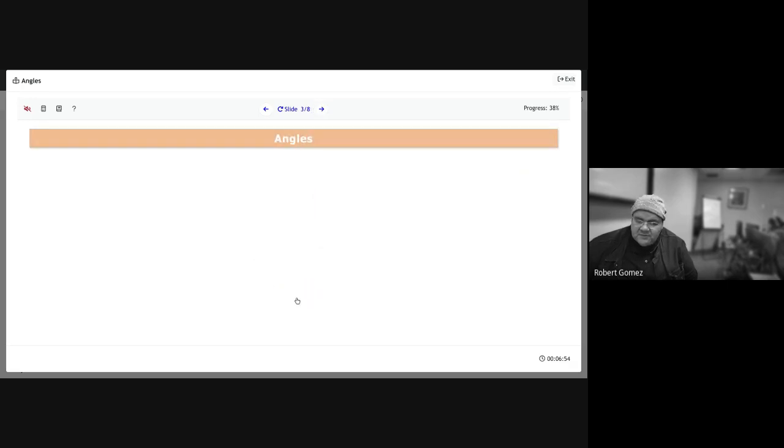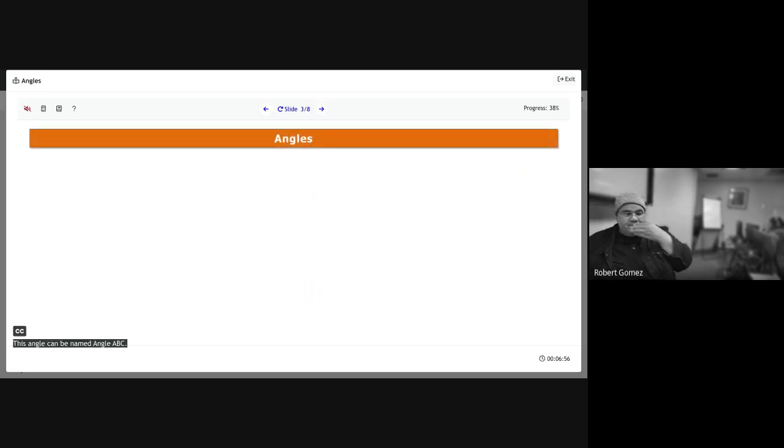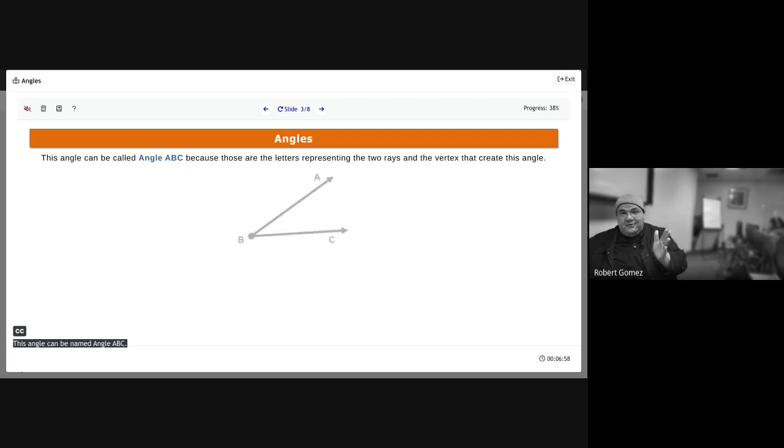Okay. So now we know what an angle is called. What makes up an angle? This angle can be called angle ABC, because those are the letters representing the two rays and the vertex that creates the angle. So we can label it as angle ABC.